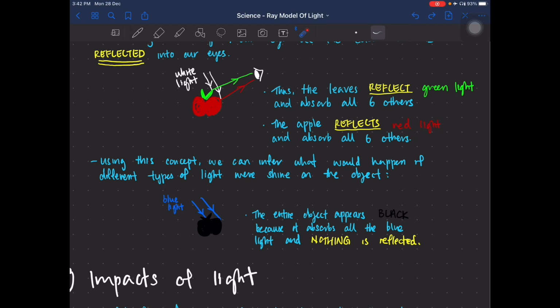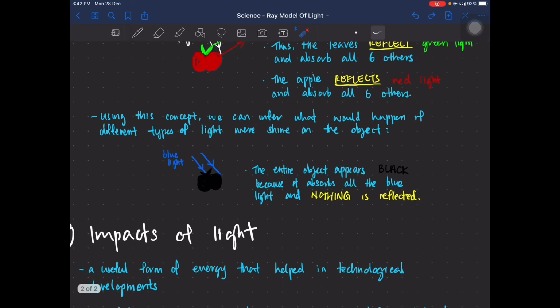With that, we can infer that if we were to use a more unique type of light, for example, let's use blue light to shine on this apple, this apple will not be able to reflect this blue light. Because if you recall, the leaf can only reflect green, the apple can only reflect red. So if it can't reflect anything, this will mean that the entire object will appear black because none of the light rays reach our eyes.